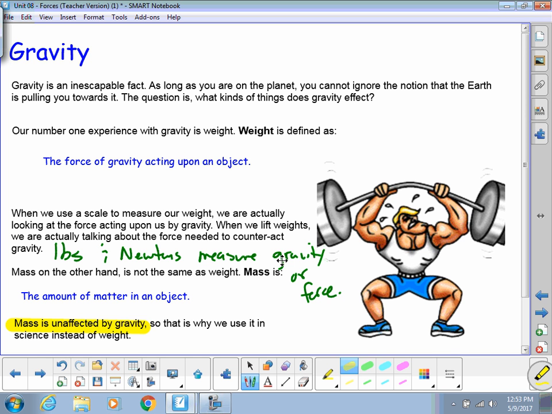Because it's the amount of matter, mass is unaffected by gravity. The amount of matter that makes up something is the same on Earth as it would be on the moon or some other planet. So all of the matter that makes you up is the same in all those locations. But the force of gravity acting on you here versus the moon versus the planet Jupiter, Mars, you name it, that could be different because weight is the force of gravity.